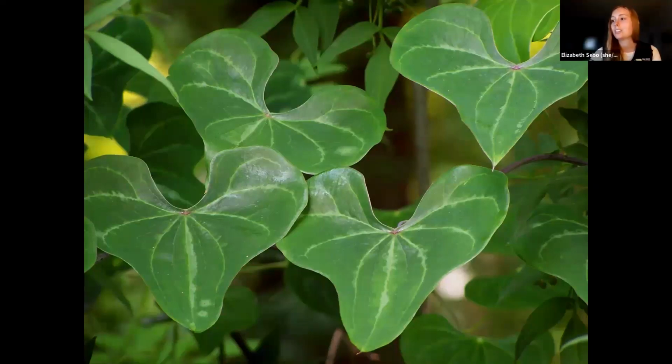Perfect. Good to know. And then what about using grass clippings as mulch? Is that not the best to use?